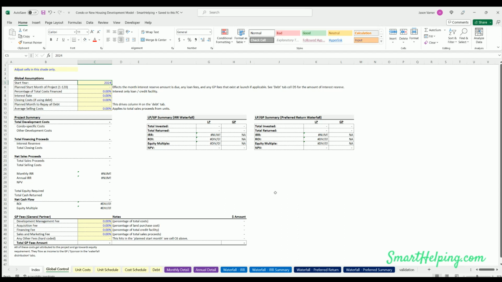So let's get into it. We start off with a global control where we can define some high level assumptions. Like the start year here, we're going to go 2024.